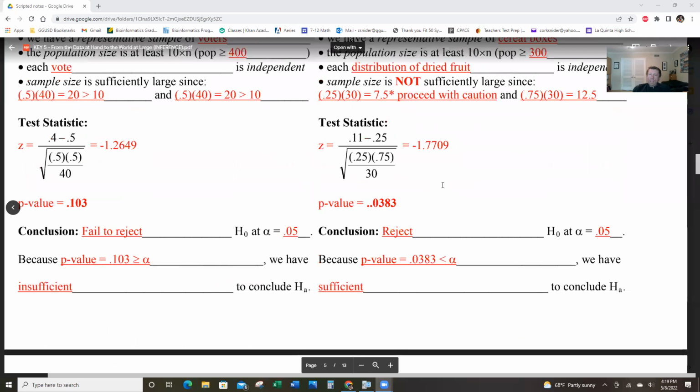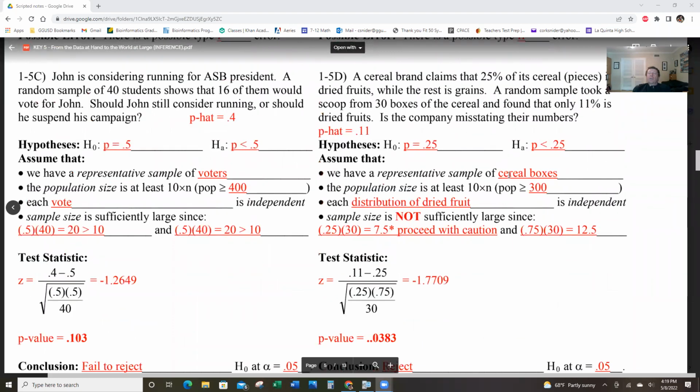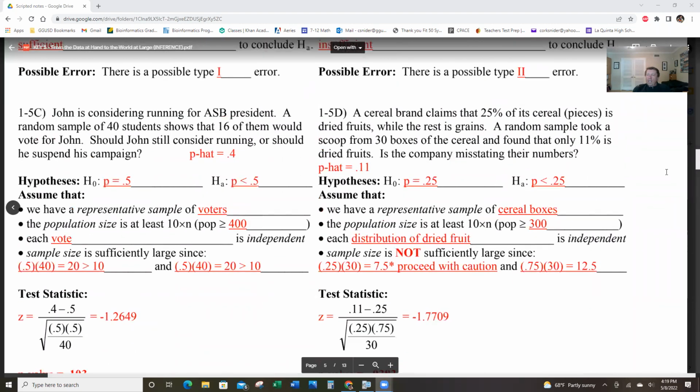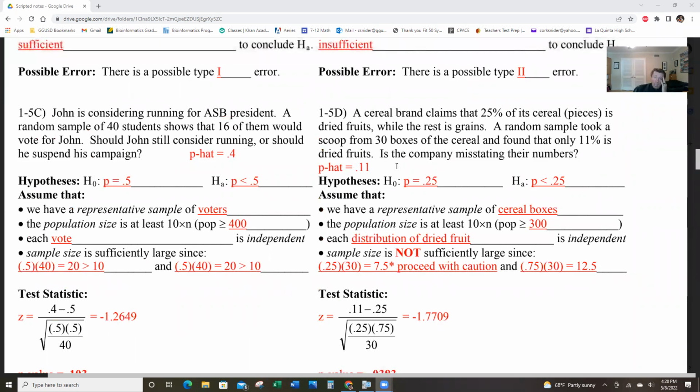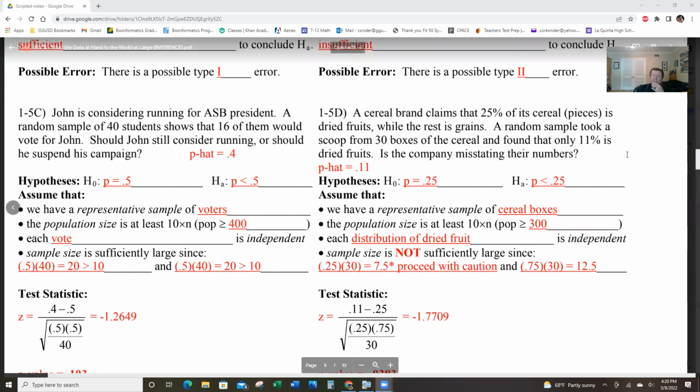All right, next one, last one of the day here. A cereal brand claims 25% of its cereal pieces is dried fruit, while the rest is grains. A random sample took a scoop of 30 boxes of cereal and found only 11% of it was dried fruit. Is the company misstating its numbers? Okay, so this is going to be a good one. You're going to see a couple things here. Here's your H0. It claims it's 25%. HA, we think it's less.